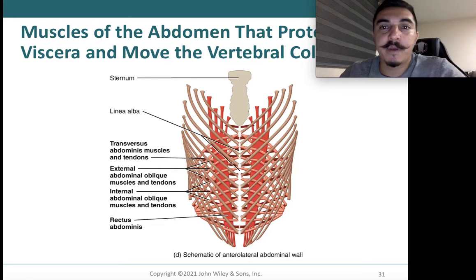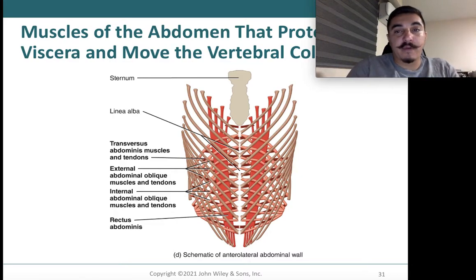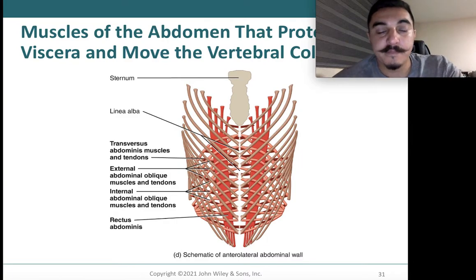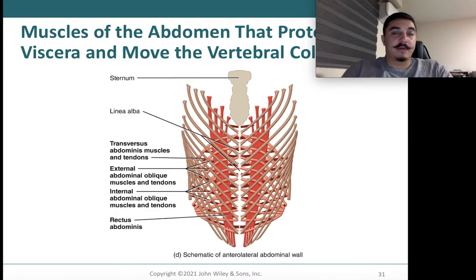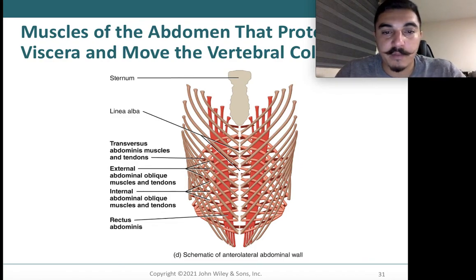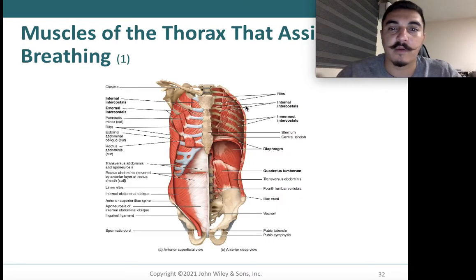Okay. Muscles of the abdomen that will help protect our viscera and move the vertebral column. So also we've got the external abdominal oblique muscles and the tendons, internal abdominal oblique. So it's kind of like the outside wall, the inside wall, the sternum right here. Okay, so let's look at the muscles themselves, helping out in breathing.